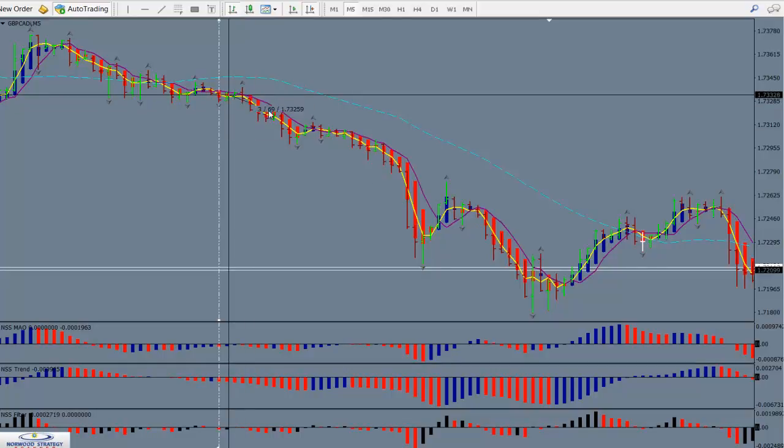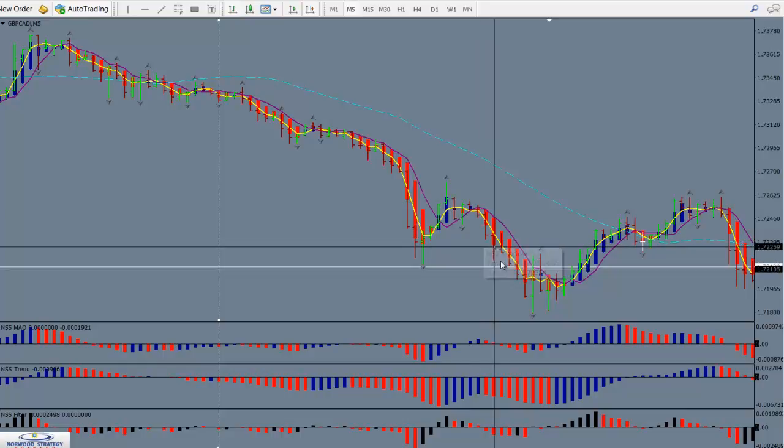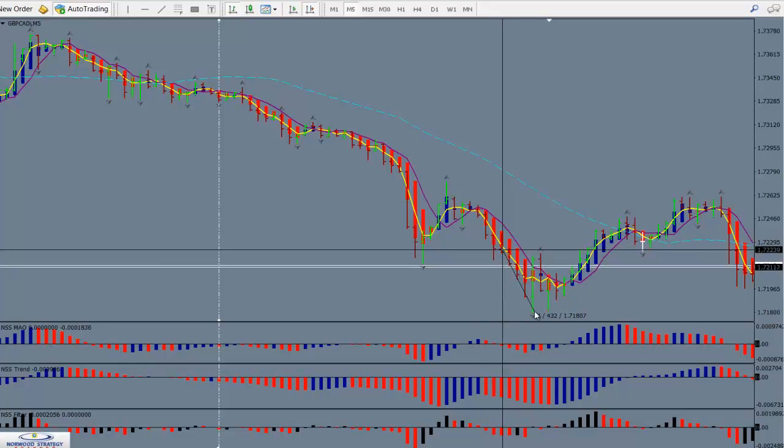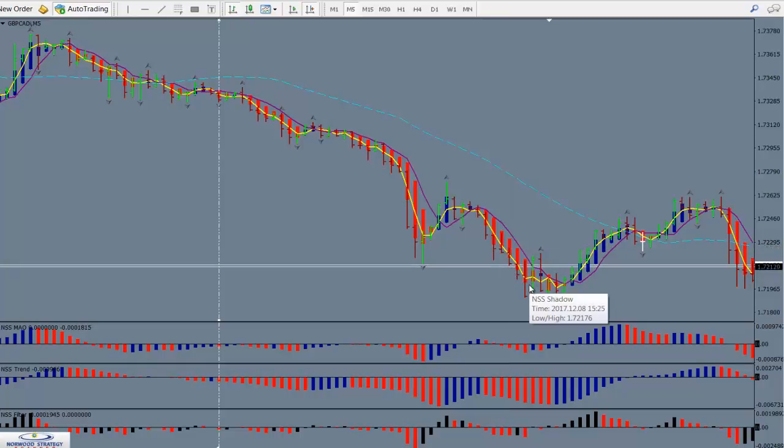Now from here to there was only, well, that was a big move. That was 100 pips. But let's just say you took this one, and they're all below right here. So you started right there. That was a 40 pip move. That was still a nice move.